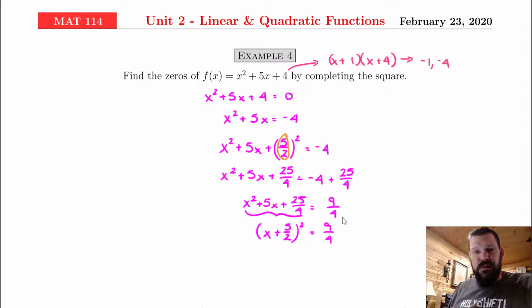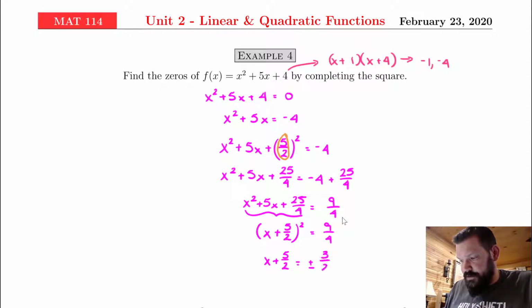And then here we use the technique that we ended the class on Friday with, the square root method. So if I take the square root of both sides of this equation, I get x plus 5/2 is equal to plus or minus 3 over 2. Square root of 9 over 4, both of them are perfect squares. Square root of 9 is 3, square root of 4 is 2. Don't forget the plus minus in front of that.